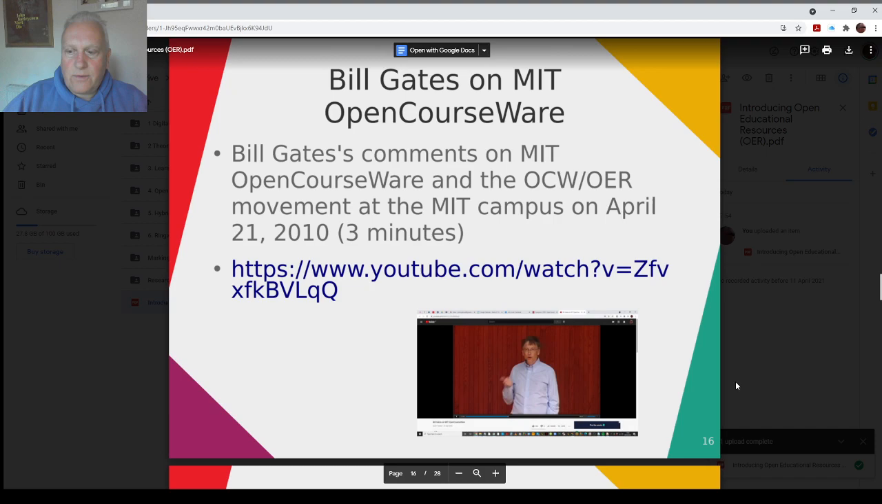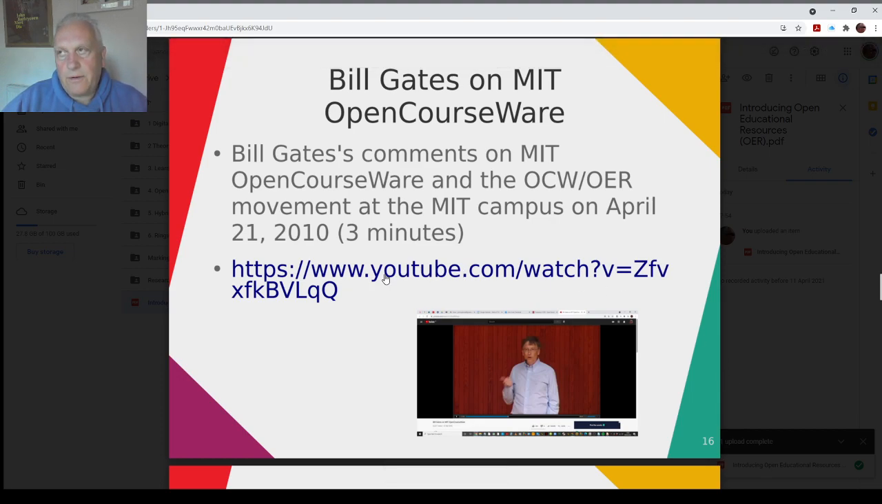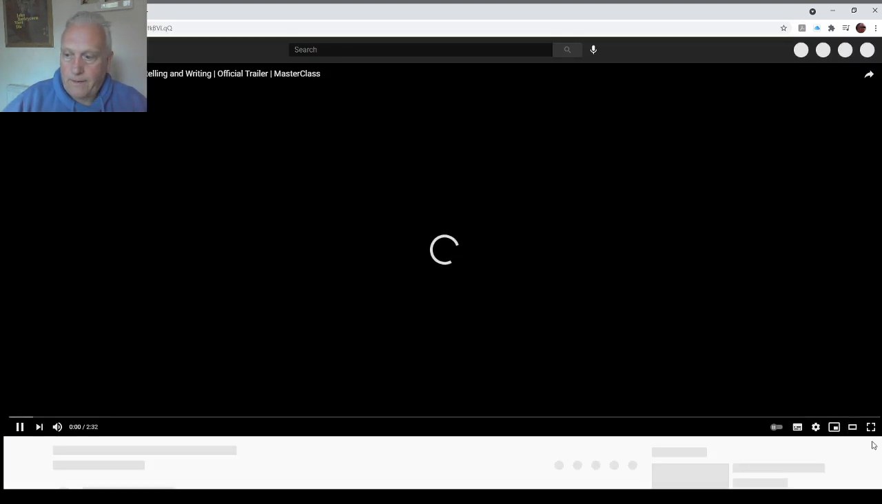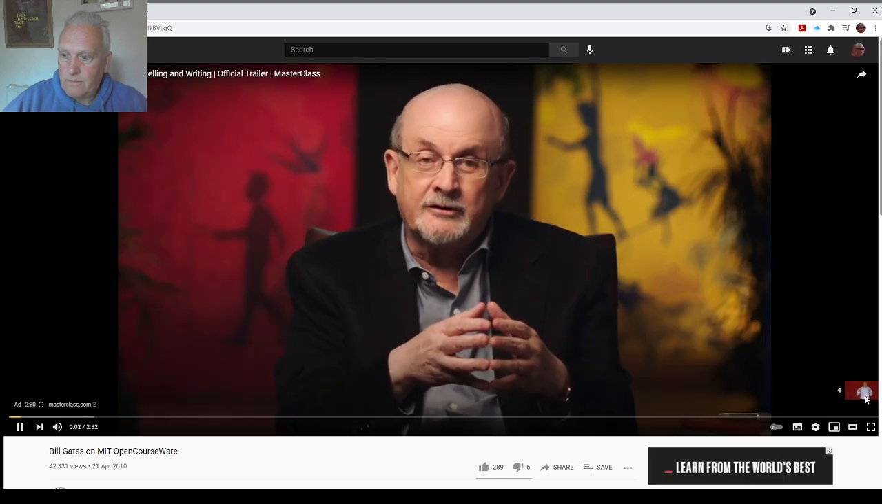Bill Gates had a lot to say about open courseware, which is the big MIT initiative. I'll just give you the first minute or so of this, so you get a flavour of what he's got to say, because he's obviously the co-founder of Microsoft, with a big charitable foundation. Interesting what he's got to say. Over 10 years ago.